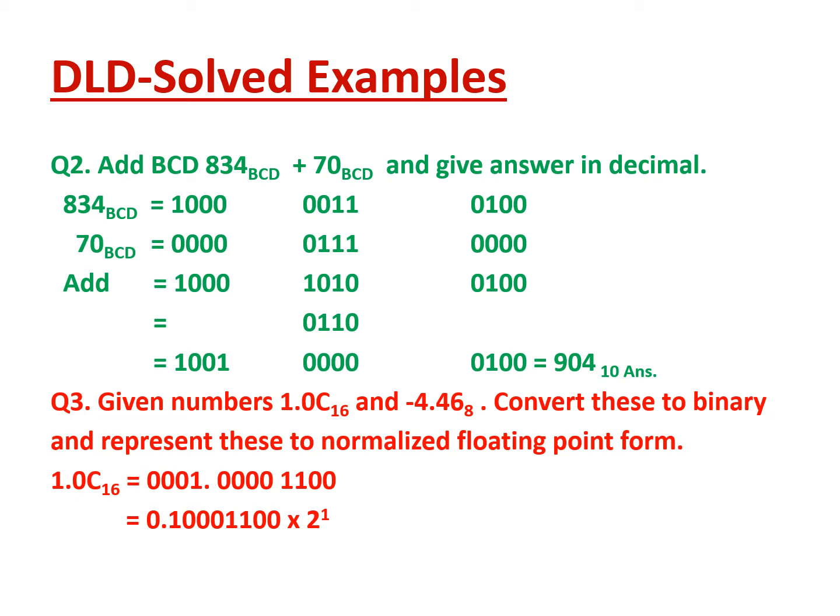So let's see. We have 0100, and when we add the correction to 1010, it will come out to be 0000, and a carry will be generated, that is 1, and it will go to the next nibble, and you add the carry in that, and it will be 1001. So 1001 is 9, 0000 is 0, and 0100 is 4. So 834 plus 70 will come out to be 904. That is our answer.